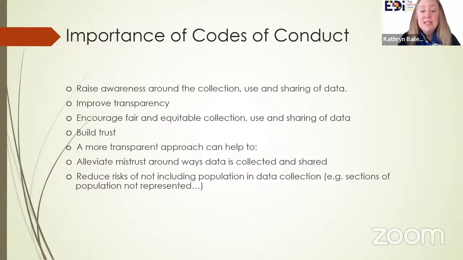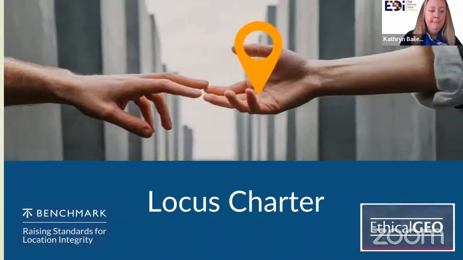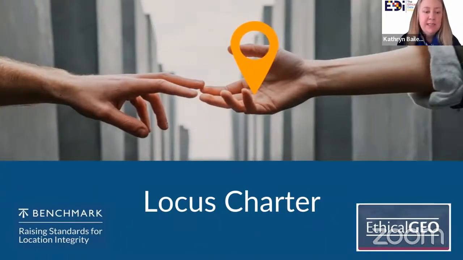And a more transparent approach to data collection and use could help us to alleviate mistrust around the ways that data is collected and shared. It can help us to minimise the risks of not including parts of a population or individuals in data collection, which in turn just leads to more accurate and more usable data. So we'll now look in a little more detail at a data ethics code of conduct.